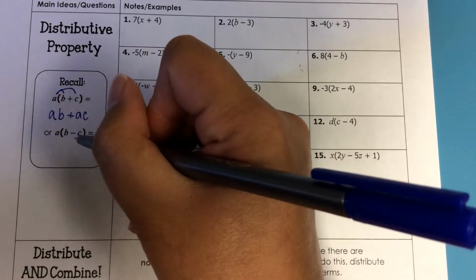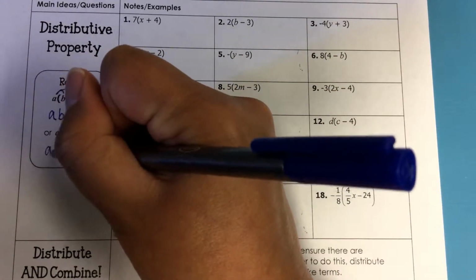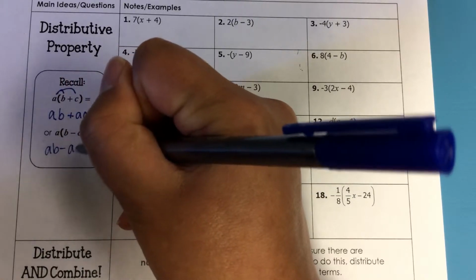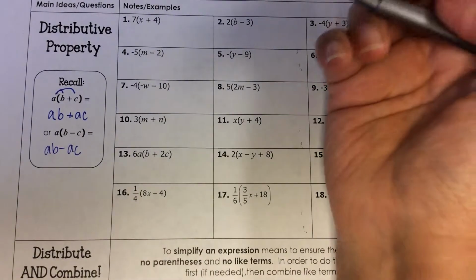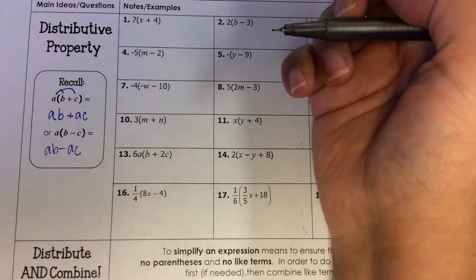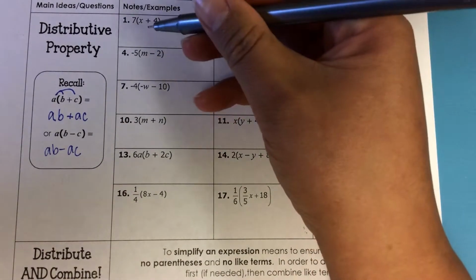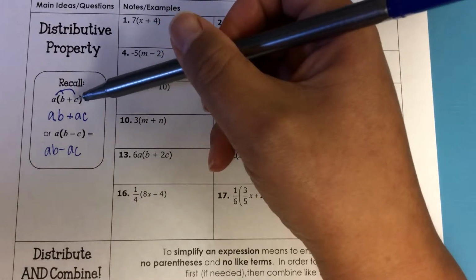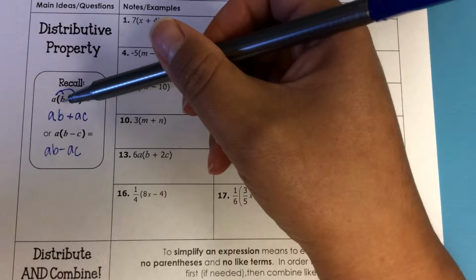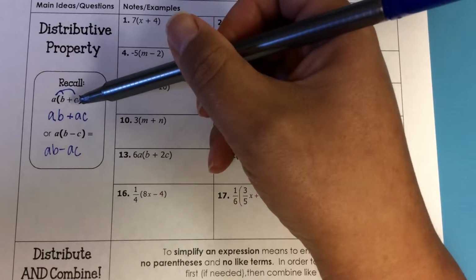We can also do the same thing with subtracting. We've got AB minus AC. Okay, again, just a general rule for distributing through parentheses. However many terms are inside the parentheses, that's how many times you are going to multiply. So multiply by the first term, multiply by the second term.